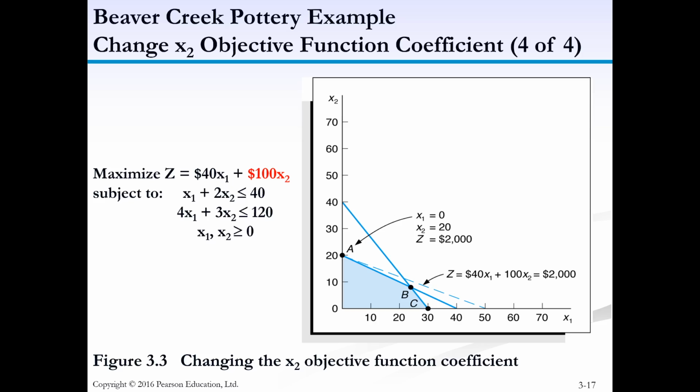Now we have put back the 40x1 again there, but from 50 we have changed to 100x2, and now the slope has changed again, and now the point has shifted from point C to point A. Again we can see that now the corner point is different.